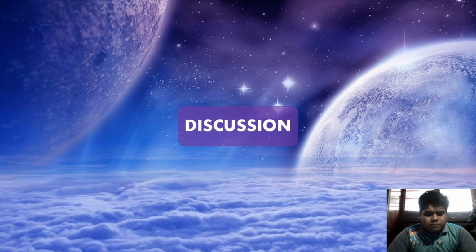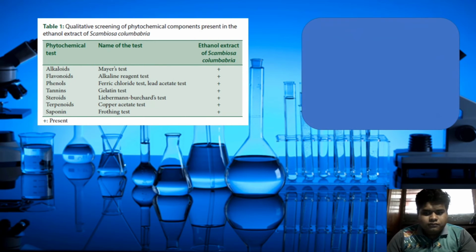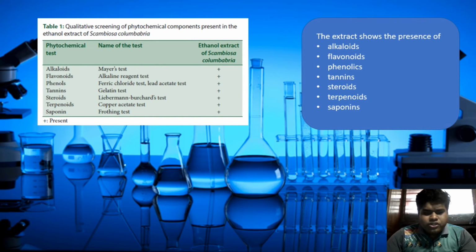To investigate the importance of any medicinal plant, the initial step is to screen for its phytochemicals, as it gives a broad knowledge with respect to the nature of the compounds present in it. In the present study, the ethanolic leaf extract of S. columbabria was primarily screened for the phytochemicals. The screening shows the presence of alkaloids, flavonoids, phenolics, terpenoids, and saponins.